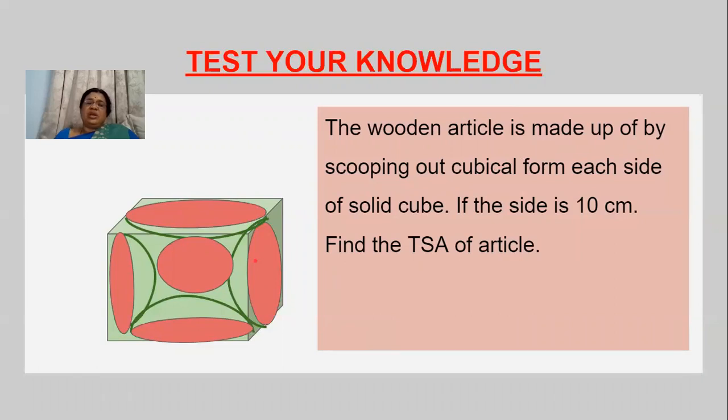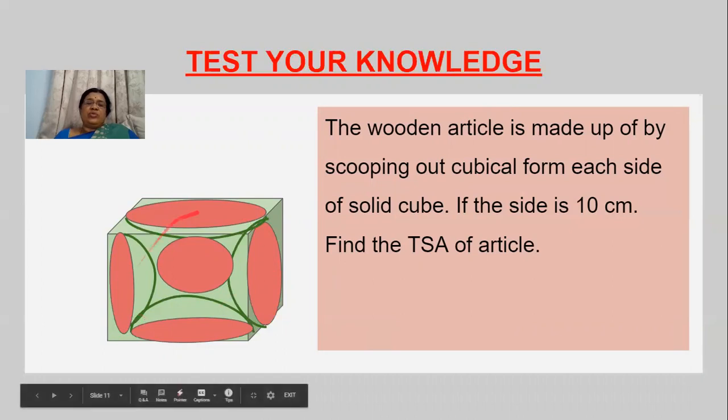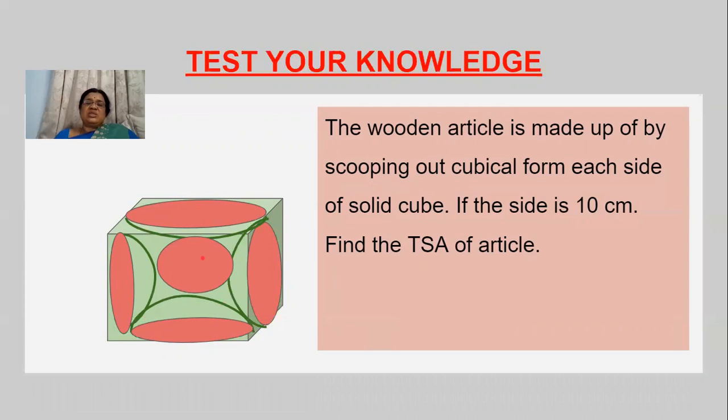Formula will be a cube, and there will be 1 2 3 4 5 6 hemispheres. So for 6 hemispheres, you have to find out the curved surface area of 6 hemispheres. And when you subtract 6 hemispheres from the cube, you can find out the total surface area of this newly formed object. So like this you can find out the problem.